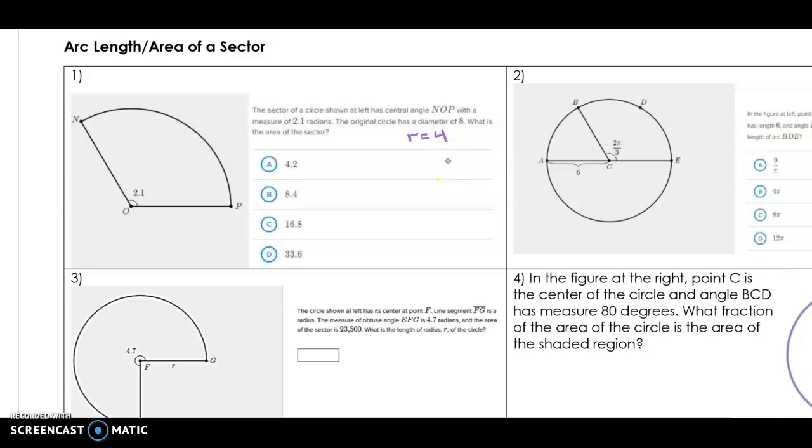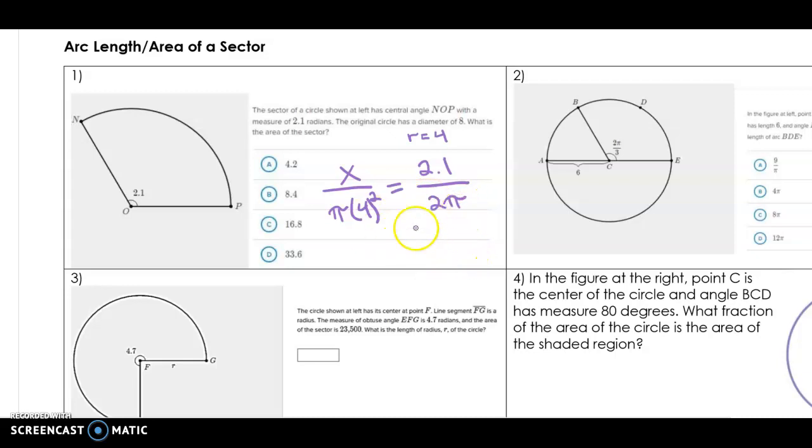All right, to solve a problem like this, I need to set up two proportions. The first one I'll set up has to do with the area of the sector because that's what I'm looking for. Again, I'm looking for the piece over the whole, the area of the sector over the area of the entire circle, which is pi r squared, pi times a radius of 4 squared. We'll set that equal to a second proportion. They gave us information about the angle measure, and so I know the piece is 2.1 radians over the whole, which would be 2 pi radians.